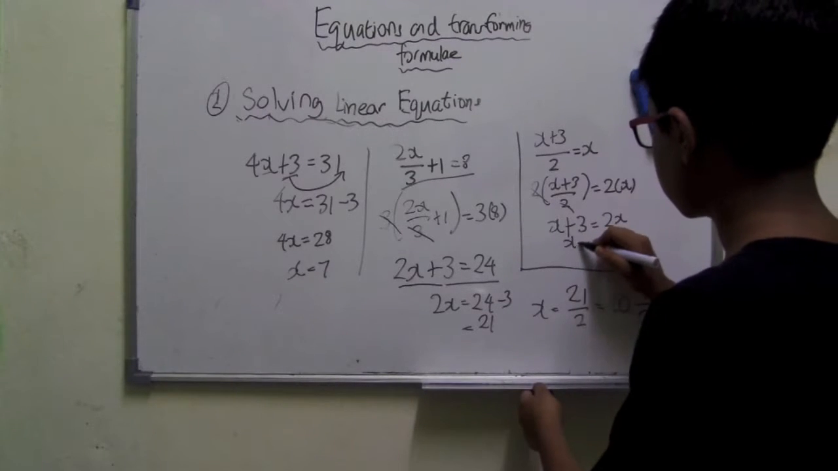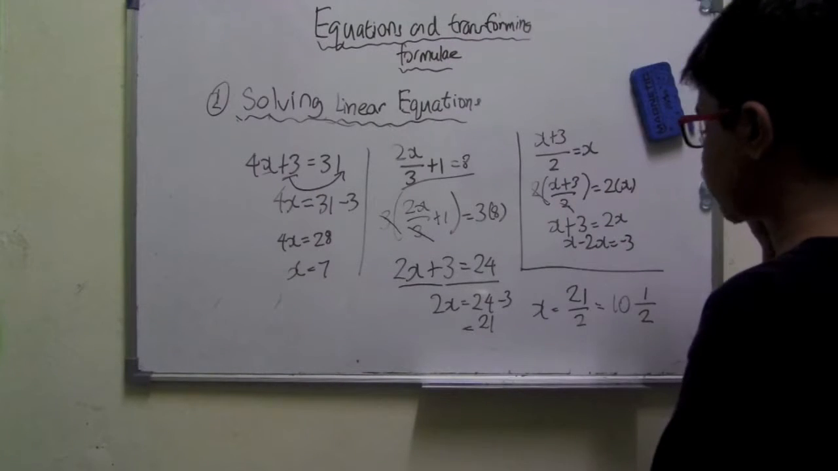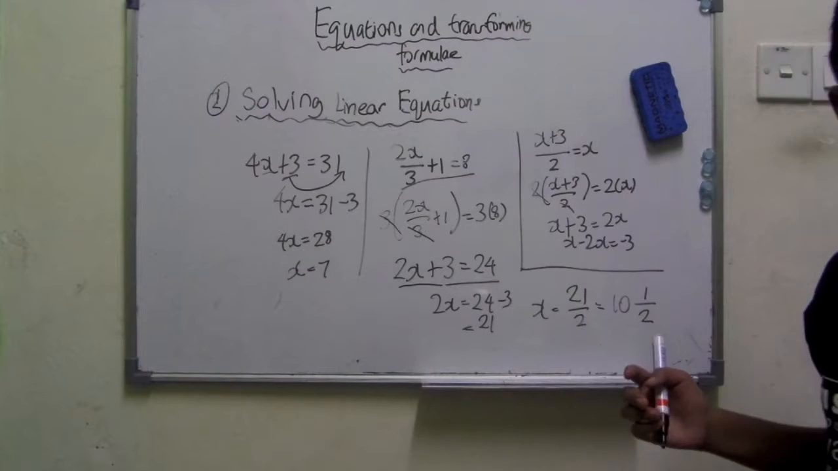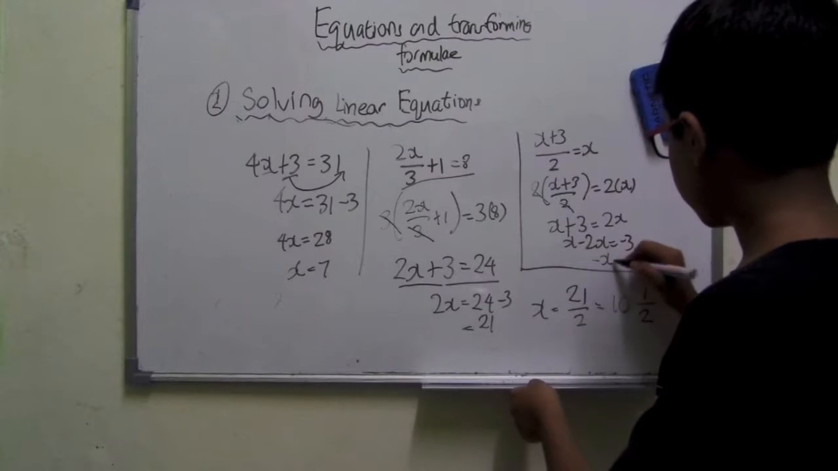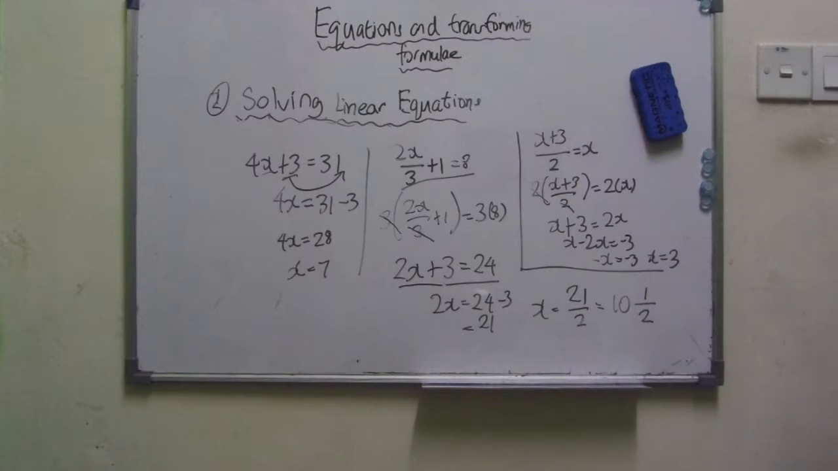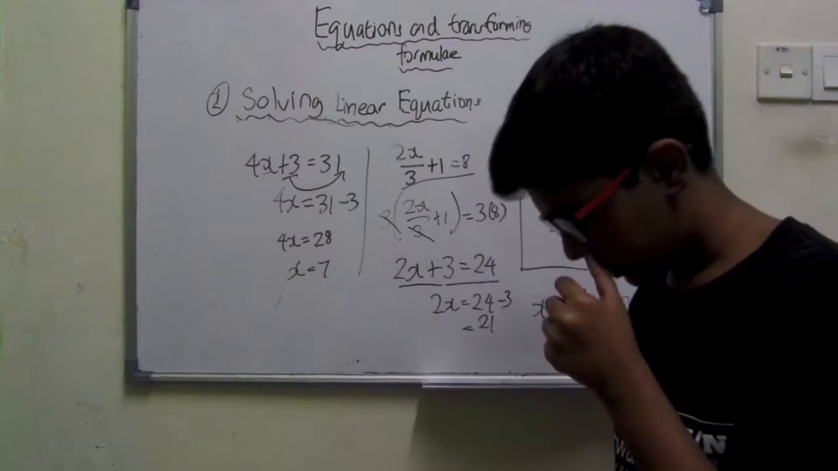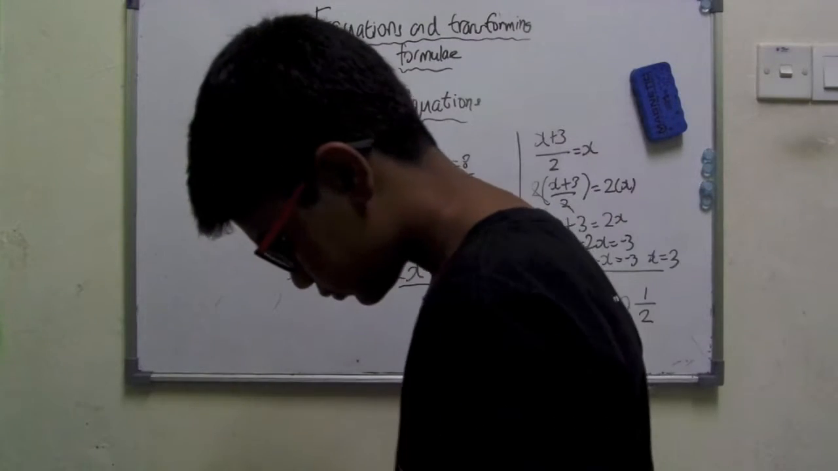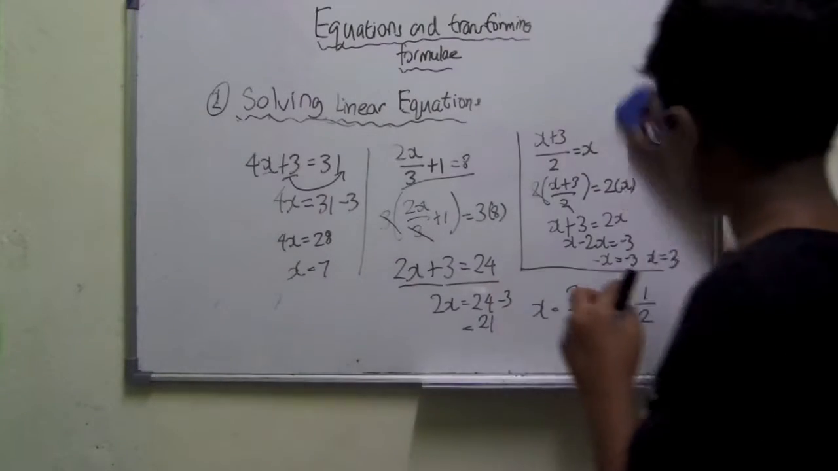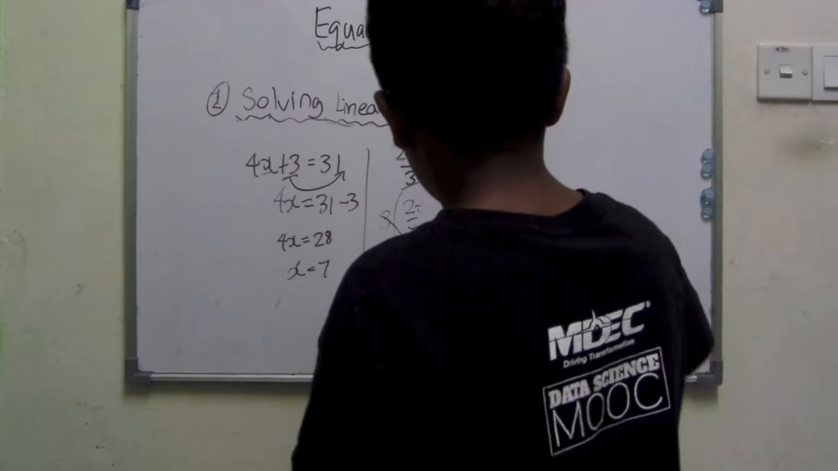x minus 2x equals negative 3. So bring the 2x to the LHS. So x minus 2x is negative x, and negative x equals negative 3. So x equals 3. It's as simple as that. There's nothing complicated. x equals 3. Those are 3 basic ways of solving a linear equation. I'm going to do one more complicated sum before we close this and move on to section 3.